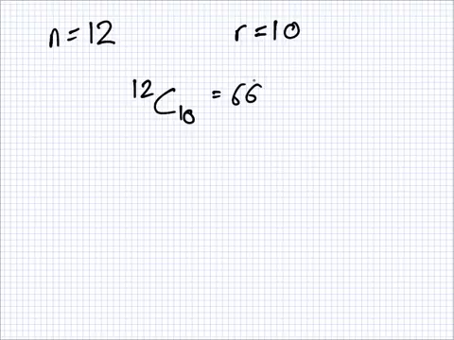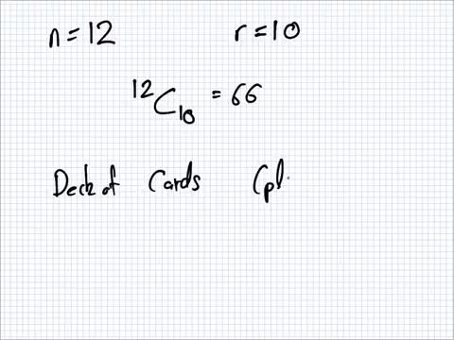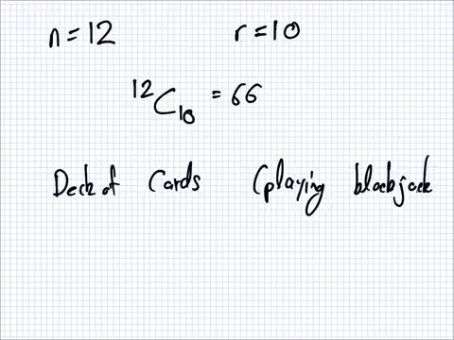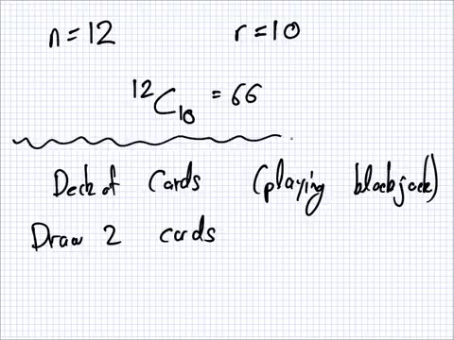Right, so let's have a look at another example, maybe something with cards. So we have a deck of cards, and we're playing blackjack. So in blackjack you need to draw 2 cards. So my question is, how many combinations of cards could you get if you draw 2? And how many cards in a full deck? 52. Okay, so try that on your calculator, see what you get.